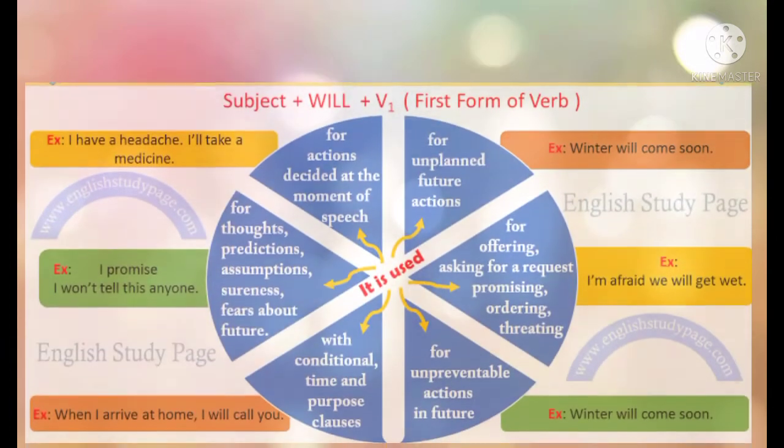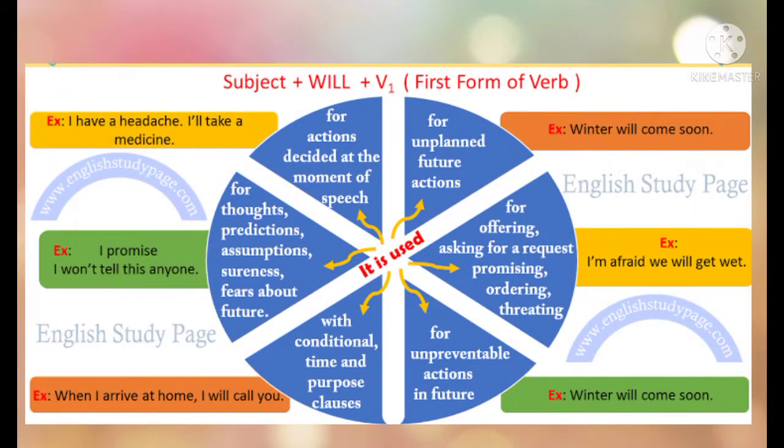Now children, let us see the formula to make sentences in simple future tense. So first we are going to write the subject, then will, and then the first form of the verb will come. Now let us see uses of simple future tense.